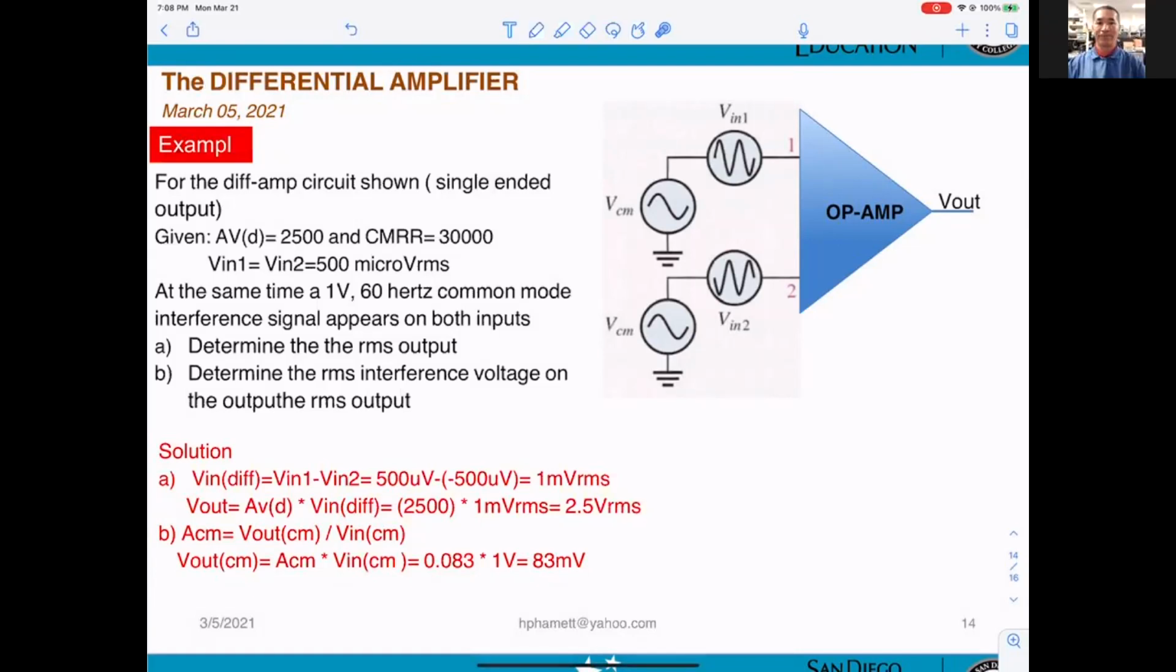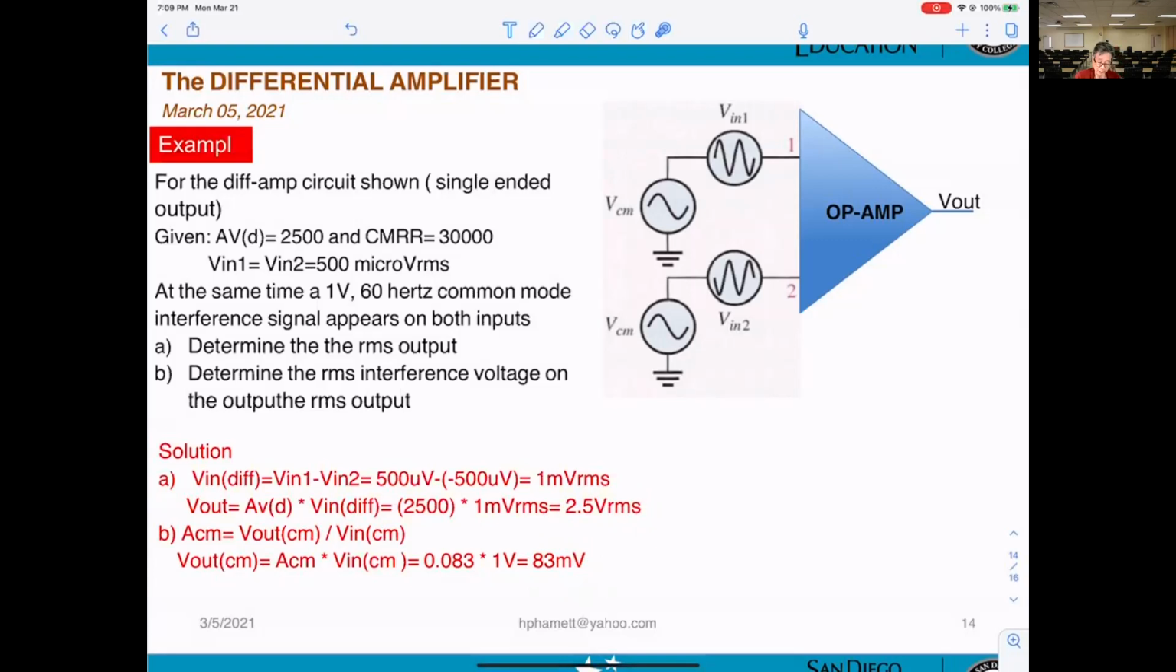You already have AVD 2500 and CMRR here, so you can calculate the ACM, which will be 0.083. The input will be 1 volt, so the output will be 83 millivolt. If you calculate the output, you get 2.5 volt for the differential signal, and also you get a noise. However, the noise is now only 83 millivolt.